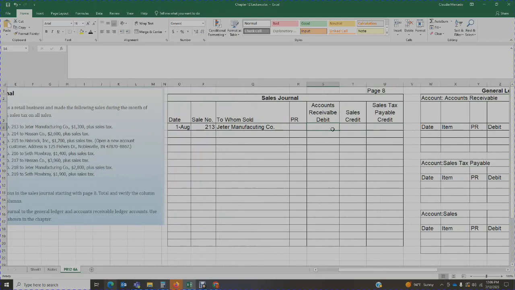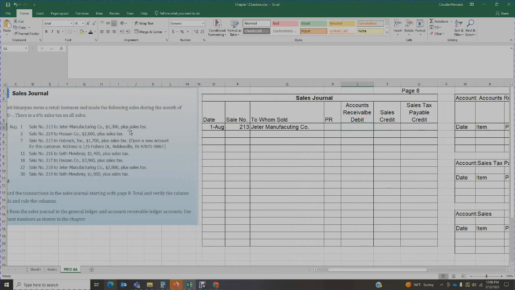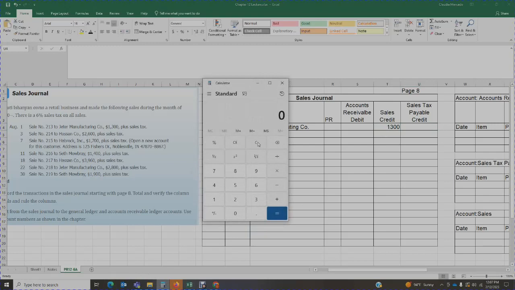Okay, so I've got my accounts. How much does it say? It says that we sold $1,300 of merchandise, plus tax. The sales column is the actual merchandise. How much did we sell of merchandise? We sold $1,300. How much did we sell in taxes? How much sales tax applies to the sale amount? We sold $1,300 of goods, and we are going to collect 6% of sales tax. That means that the sales tax that we're going to collect is $78.